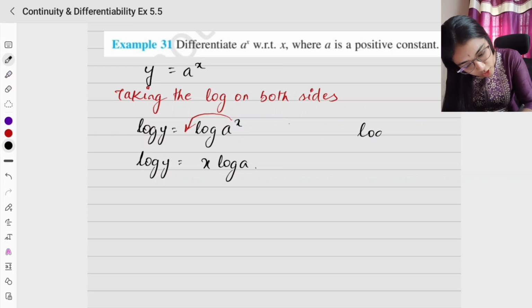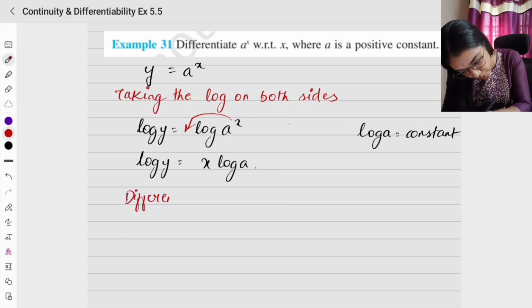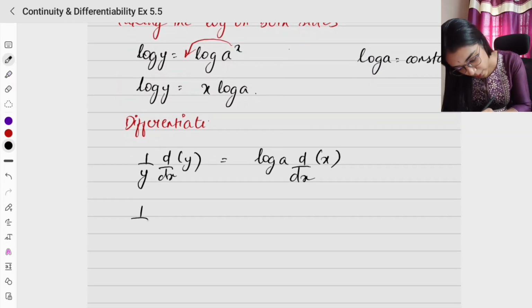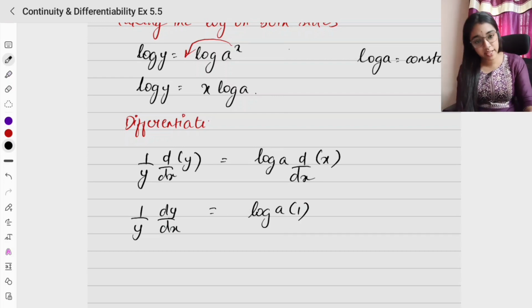So log a is also going to be a constant. Now what is my next step? Now I'm going to differentiate. Only now I differentiate. I have only simplified the question. So differentiate. When we differentiate log y we get 1 divided by y, but my variable is y. So d by dx: log a is a constant, I have to do d by dx of what is left, x. Now what is this? 1 by y times dy divided by dx equals log a times what is the d by dx of x? It is going to be simply 1.